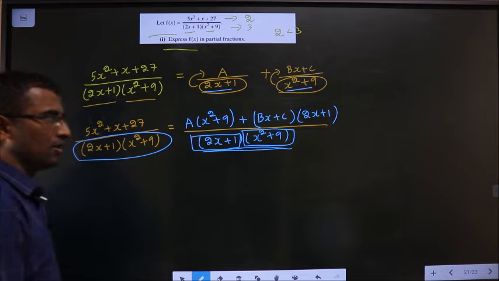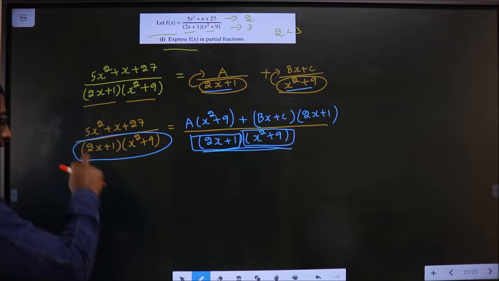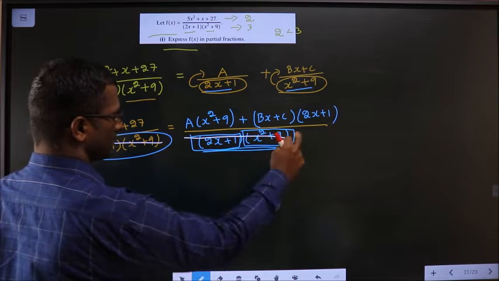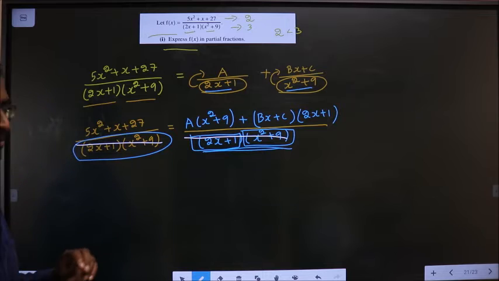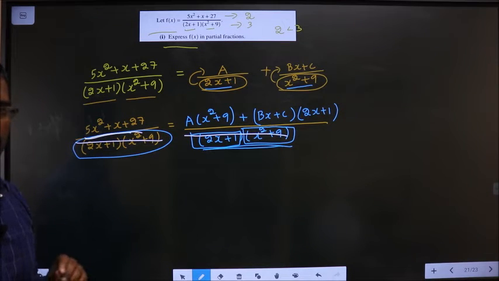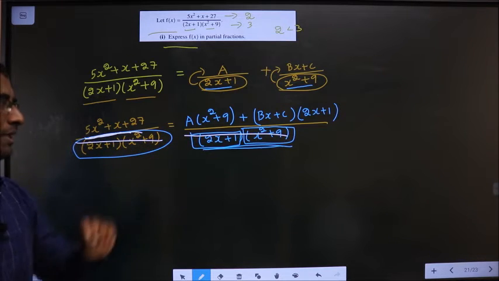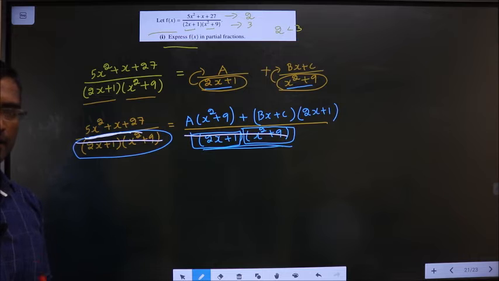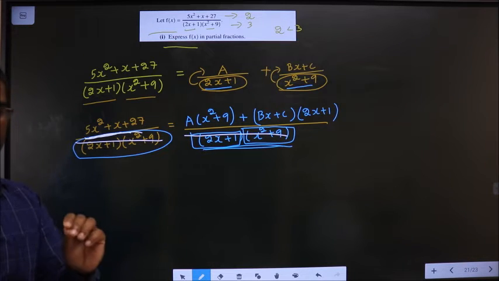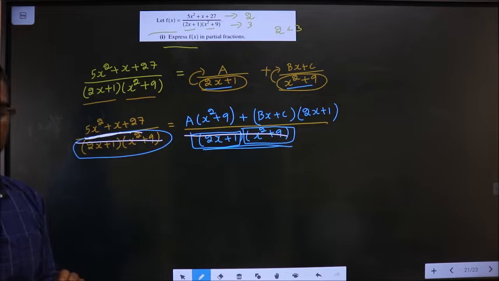Okay. Now next step. Cancel out the denominators on both sides. Once the denominators are cancelled out, now we are left with this numerator equal to this entire numerator. Now I should take different values for x, or by comparing coefficients I should get the value of a, b and c. Now how do I take different values of x?